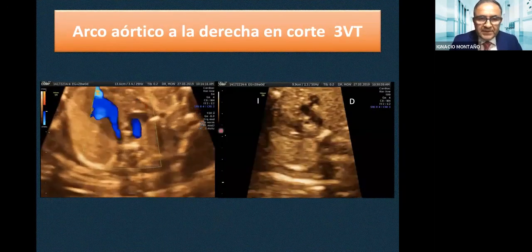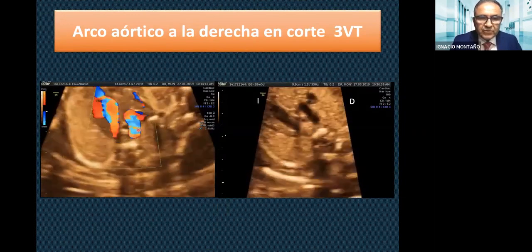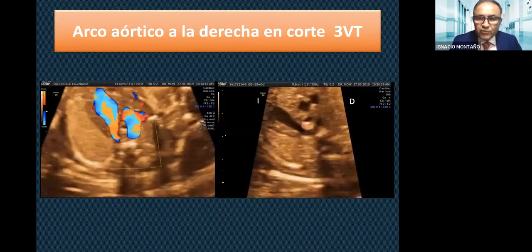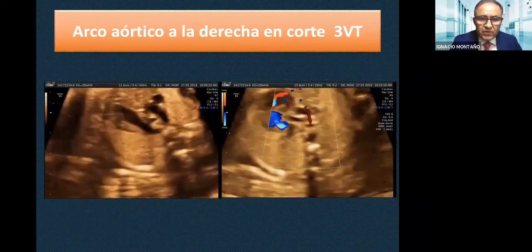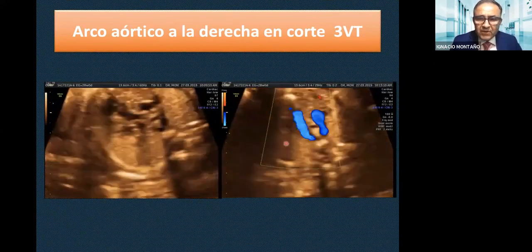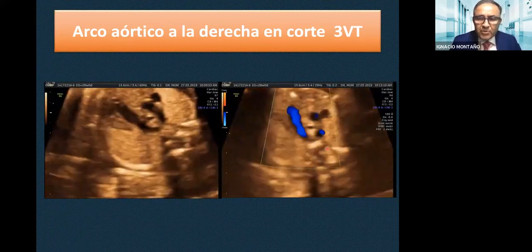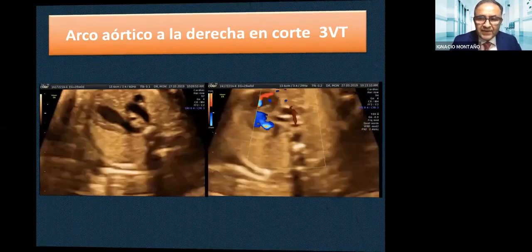And here we can see from left to right the ductal arch, the trachea, and the transverse aortic arch. The trachea is between the ductus arteriosus and the isthmus. The right aortic arch is associated with an aberrant left subclavian artery. A right-sided aortic arch can produce vascular rings due to compression of the trachea and the esophagus.